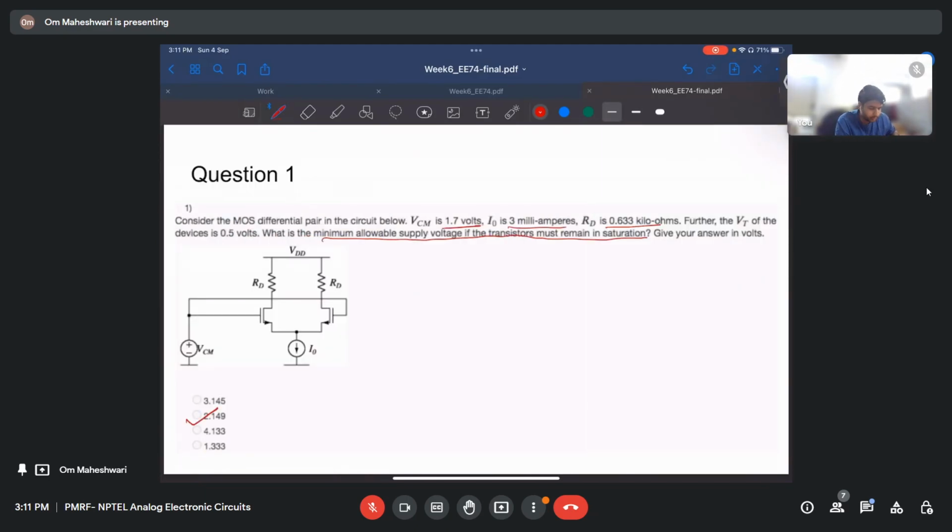Is there any doubt in this question? Sir, how can we assume that the voltage across the current source is zero? Sorry, can you repeat? Sir, you told that across the source and ground the voltage is zero, and based upon that assumption we solved the problem, right? How can we justify that the voltage across the current source is zero?